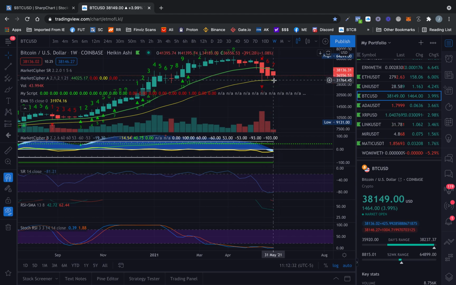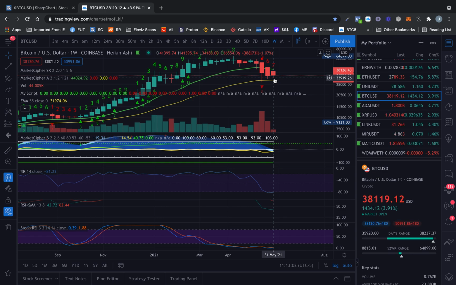It is holding the 55 exponential moving average, which is good. So, if nothing else, you've got that holding as support. Whatever price level that is, looks like around 31, 30,000, somewhere in that range. It dipped down a little bit below right here. I think it hit exactly 30,000 is what it shows on this candle, the week of May 17th. So that's what I'm showing.